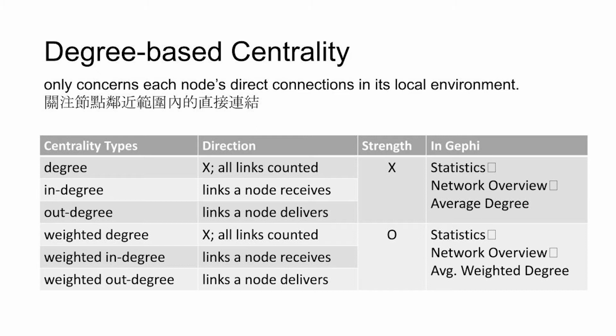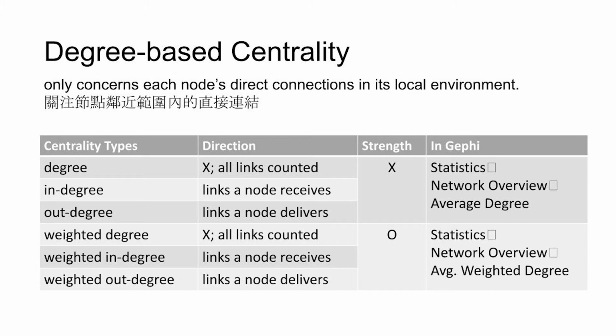So here I summarized some information about degree-based centrality. As I said, it only concerns each node's direct connections in its local environment. So anything that's indirectly linked is not its concern. However, based on this idea, sometimes we have to distinguish the links moving in and the links moving out. Therefore, scholars separate them into in-degree and out-degree.